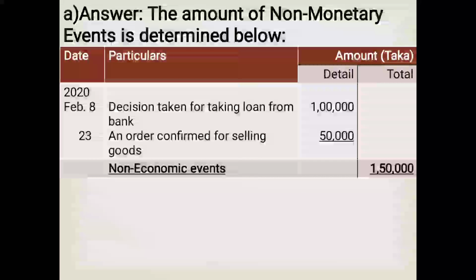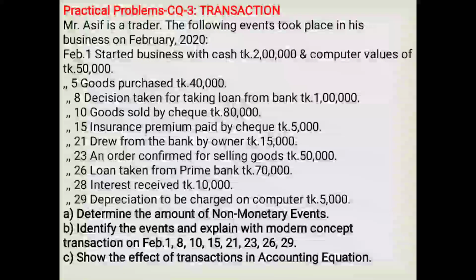1,50,000. Dear learners, I think you have written the solution of requirement A in your accounting copy. Now we can go for requirement B. Identify the events and explain with the modern concept of transaction: 1, 8, 10, 15, 21, 23, 26 and 29. Totally 8 events.